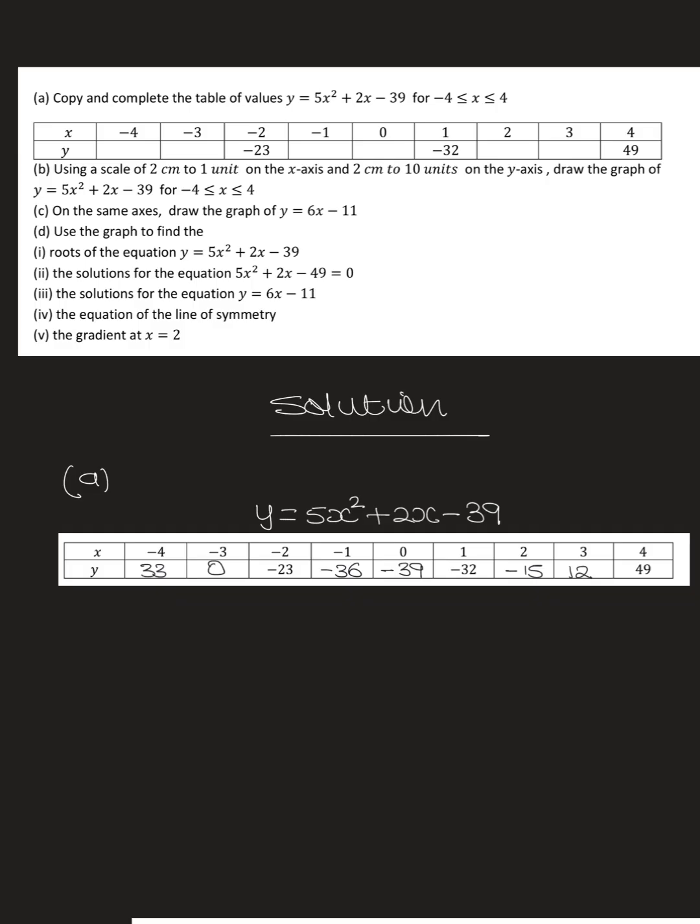Moving on to question B, it says, using a scale of 2 centimeters to 1 unit on the x-axis and 2 centimeters to 10 units on the y-axis, draw the graph of y is equal to 5x squared plus 2x minus 39 for minus 4 less than or equal to x less than or equal to 4. We are going to use the values that we have here and plot a graph of y is equal to 5x squared plus 2x minus 39 using the given scale.